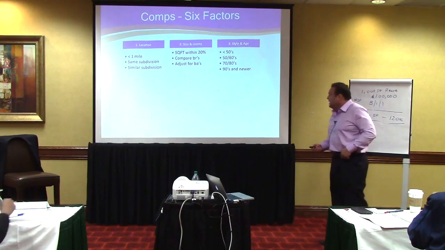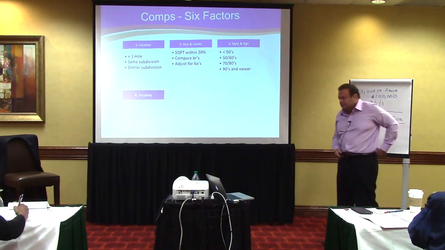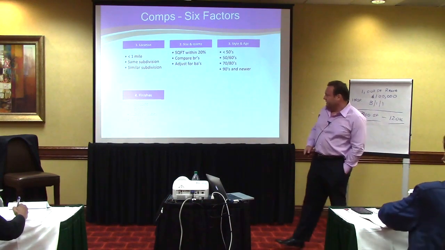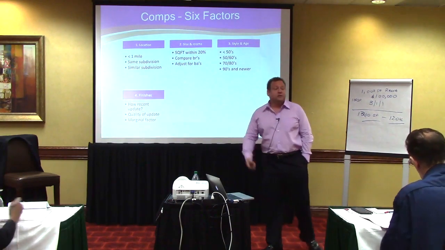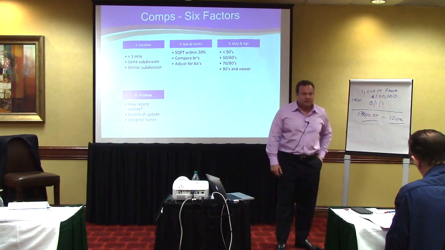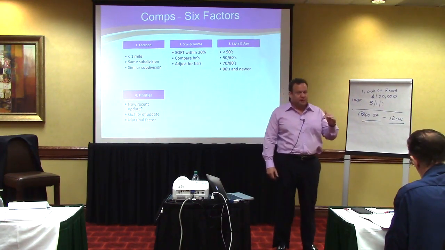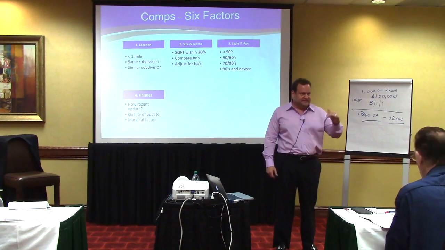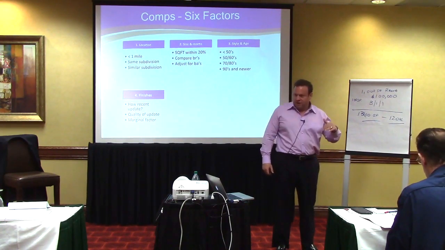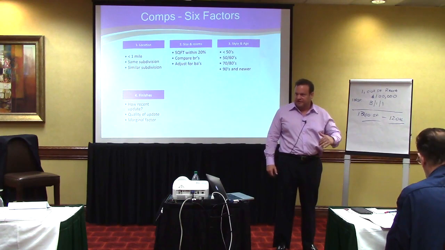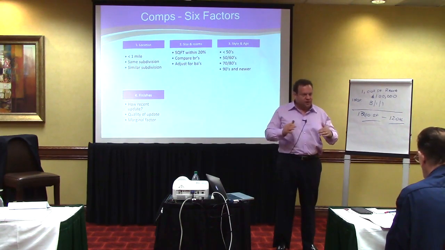Okay? Number 4, finishes. An appraiser is going to look at finishes, and the same thing you would do is they're going to look at how recently it was updated. And they rate it based upon neighborhoods. So they have like A, B, C, D, and then they have like A1, A2, A3. The higher the number, the lower the quality. Does that make sense? And so they're trying to compare.